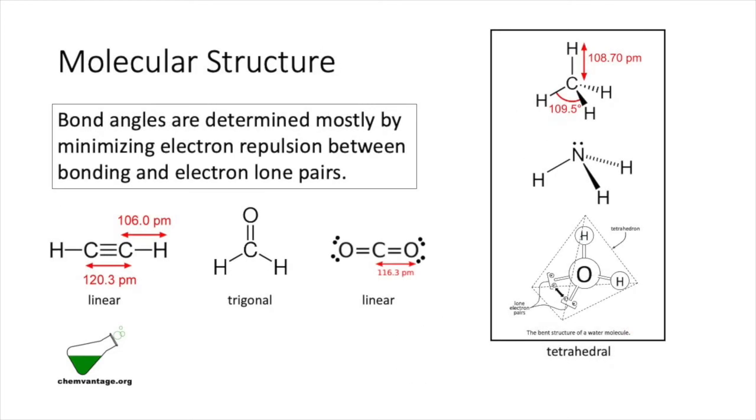The shape of a molecule is often determined by minimizing the electron repulsion between bonding and non-bonding electrons. Acetylene, C2H2, can do this by adopting a linear geometry. Formaldehyde has 3 bonds, including a double bond to oxygen, so it can minimize electron repulsions by separating the bonds by about 120 degrees.